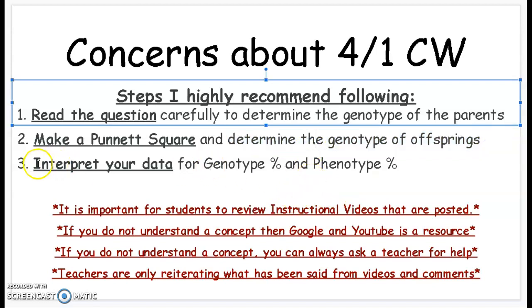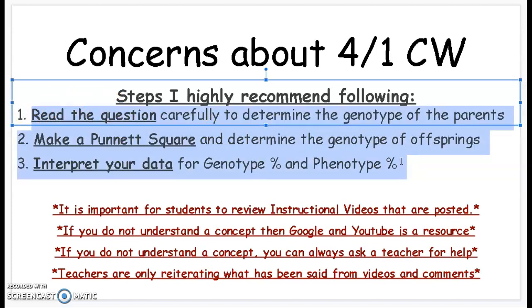After you finish your Punnett square, then it's simple. Interpret your data. For the genotype percentages, how many are a certain genotype? How many are homozygous dominant? How many are heterozygous? How many are homozygous recessive? Phenotype. Phenotype percentage is to show Miss Butler, Mr. McKay, and I how many understand the vocabulary word dominant versus recessive. And so these are the 3 steps that I highly recommend that you follow.